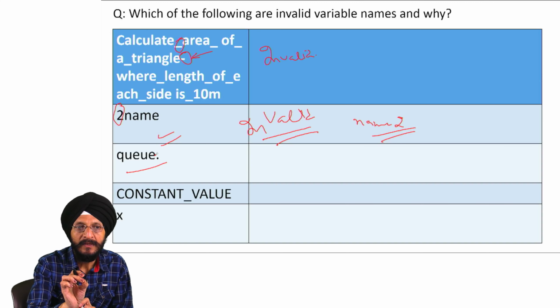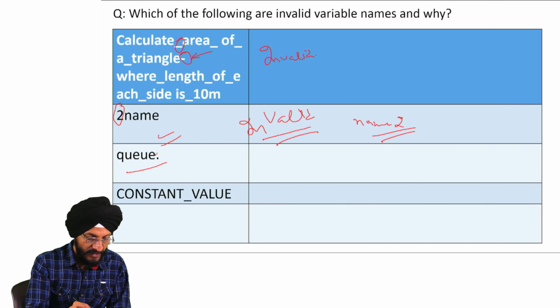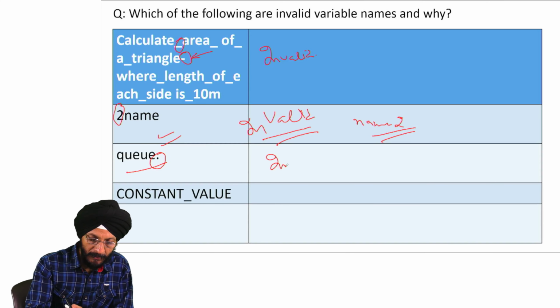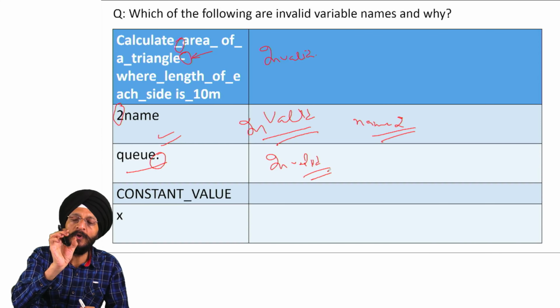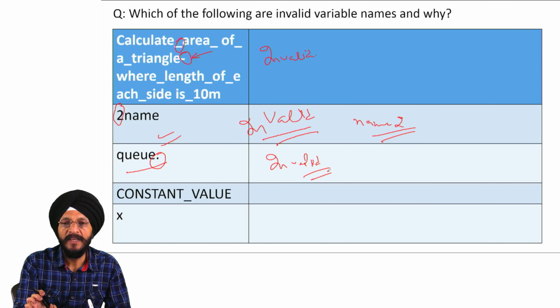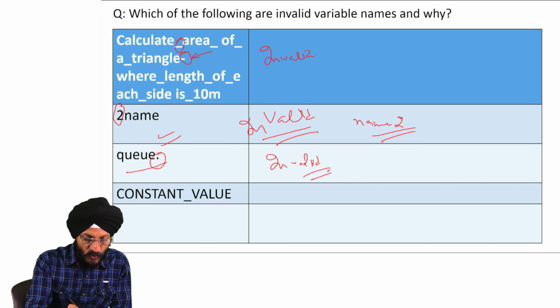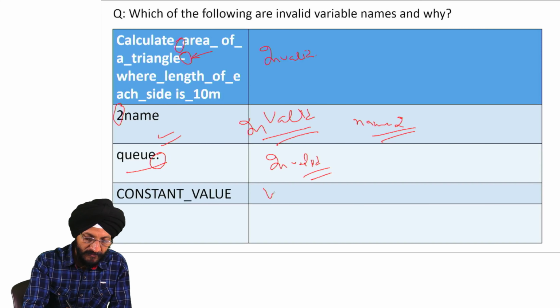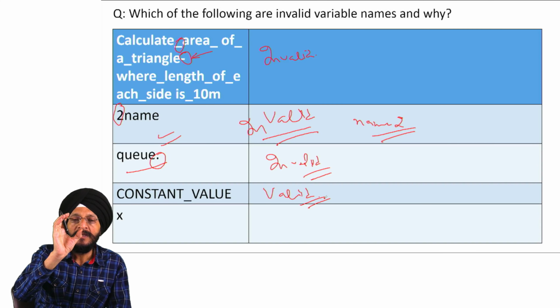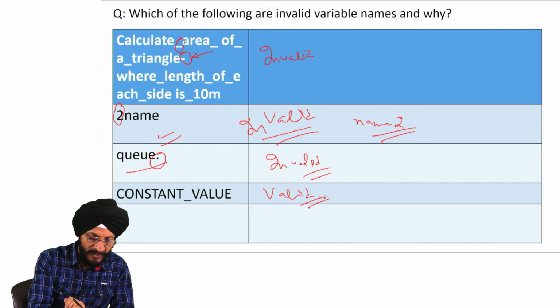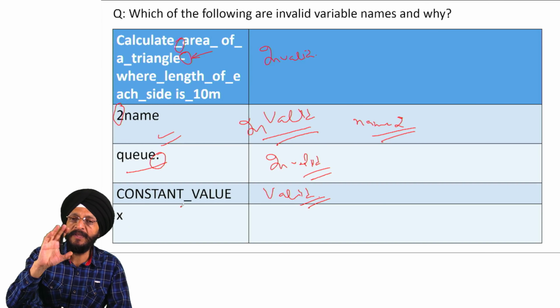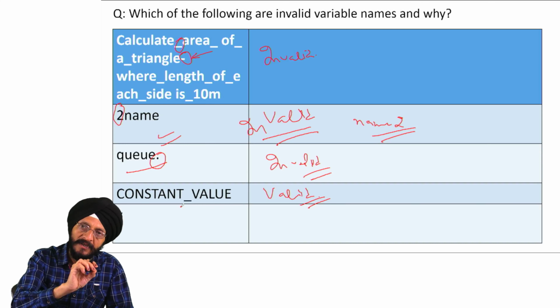Here next is q, and at the last is full stop. Here a dot is present, so it becomes invalid because dot cannot be used in a variable name. Only underscore can be used in a variable name. Next is CONSTANT_VALUE. Here it is a valid variable name because we are making use of letters in uppercase and we are also making use of underscore. We are not making use of any special characters except underscore.